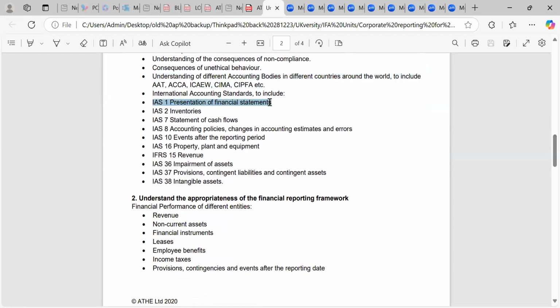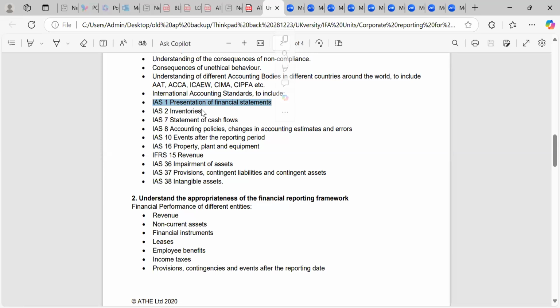There are 4 types of financial statement we prepare: the statement of comprehensive income, which is the income statement; the statement of financial position, which is the balance sheet; the statement of cash flow; and the statement of changes in equity. That is what we will go through.